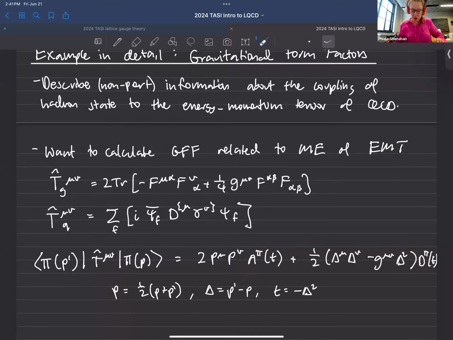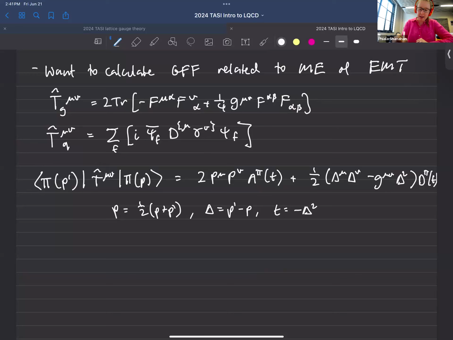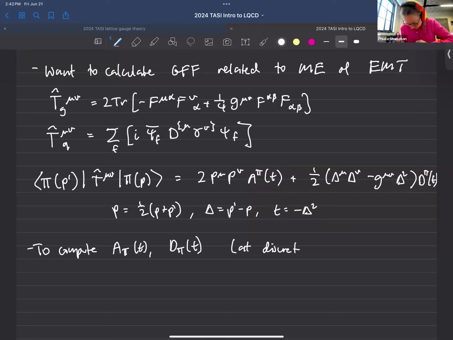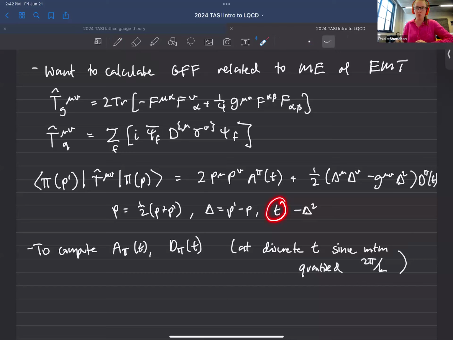Okay, so how do we go and compute this A and this D from lattice QCD? We're going to compute A pi, D pi. Of course, we only have discretized values of the momentum transfer on our finite box, so they're at discrete T, since momentum is quantized in units of 2 pi over L. T is the conventional name here for this momentum transfer for form factors. It's not Euclidean time, so just be careful here. I'm not talking about Euclidean time. I'm talking about this momentum transfer.